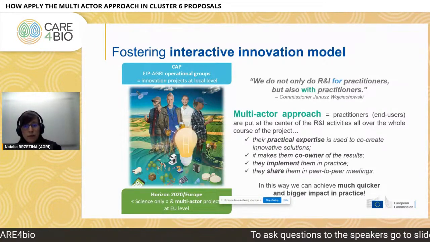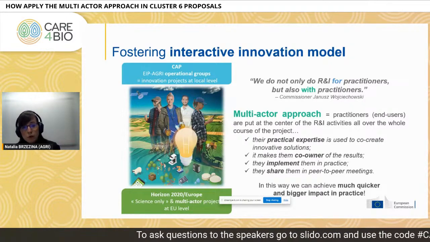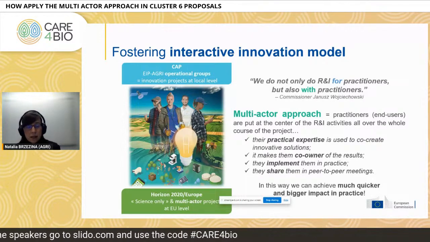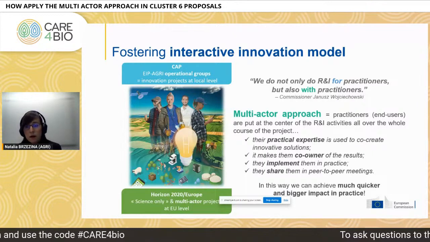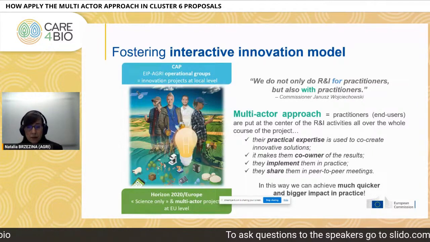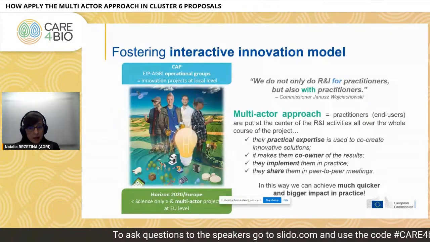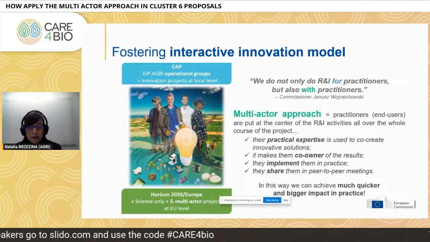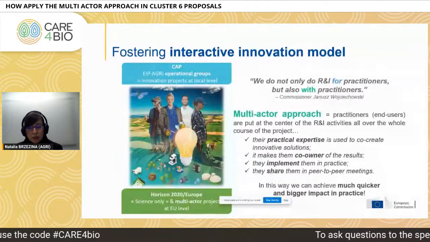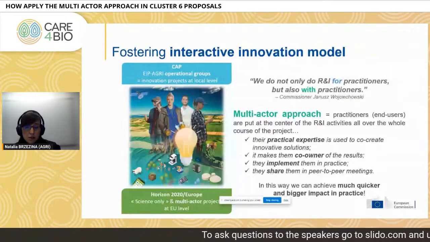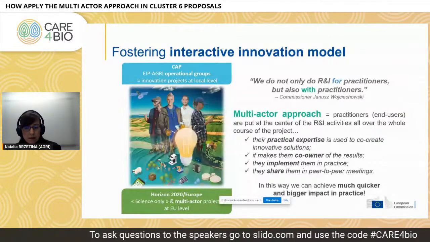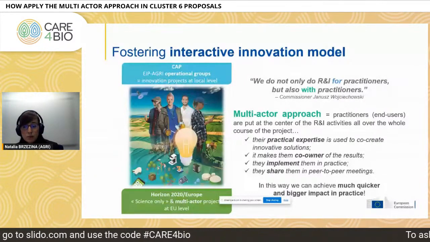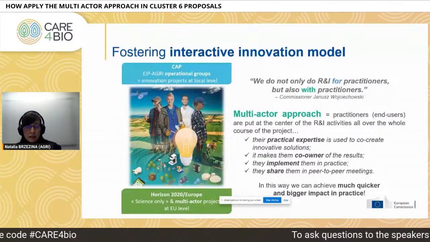And as our commissioner said also, we do not only do research and innovation for practitioners, but we do research and innovation with practitioners. And we put the practitioners at the center of research and innovation activities over the course of the project. So from the very beginning, when the concept and the idea is emerging, to the very end when you disseminate and communicate results. In this way, the practical expertise of the practitioners is used to co-create innovative solutions. It makes them co-owners of the results. They implement them in practice, and they share them in peer-to-peer meetings. In this way, we can achieve much quicker and bigger impact in practice.